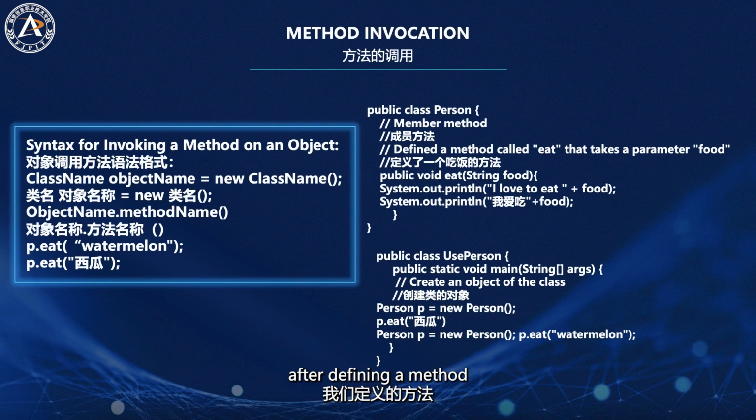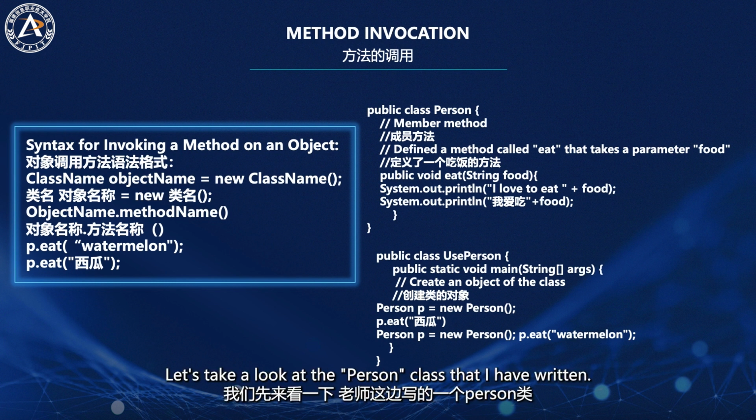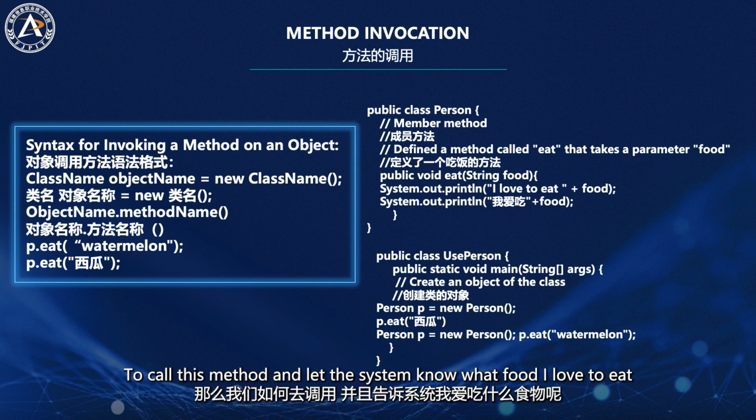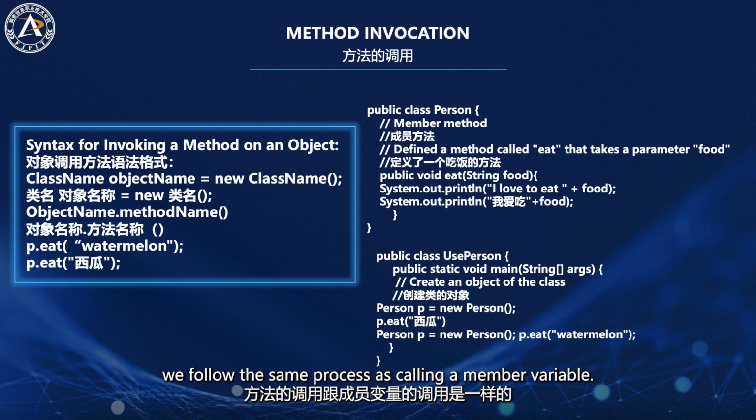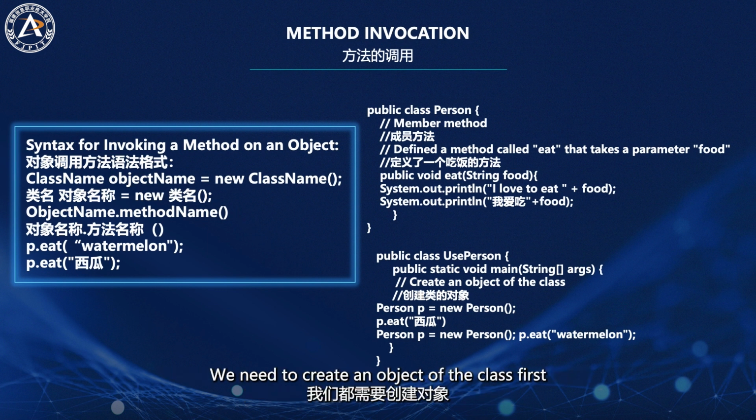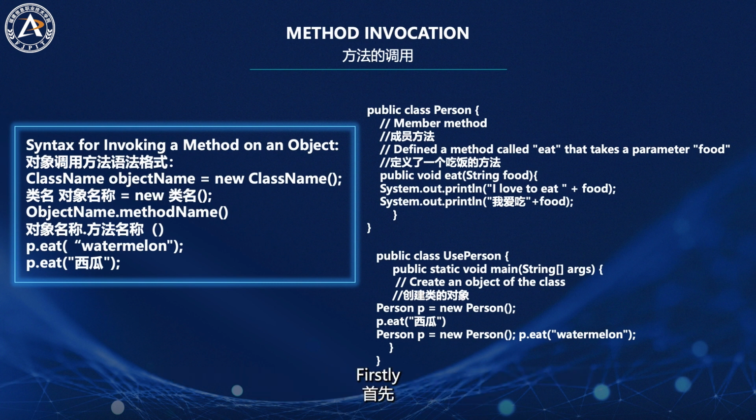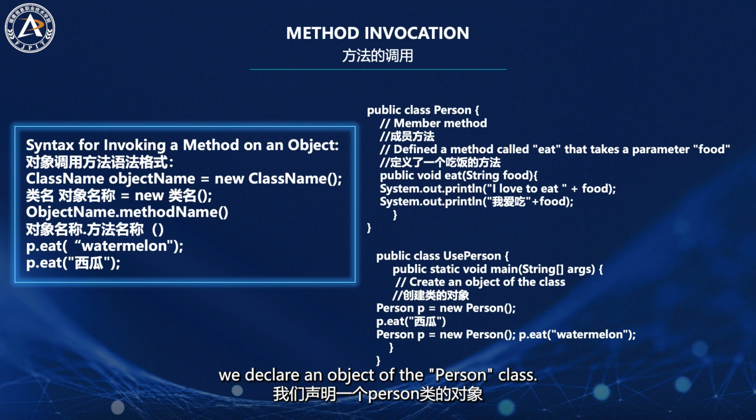Next, after defining a method, we certainly need to use it. Let's take a look at the Person class that I have written. Inside the Person class, there is a method called eatFood that prints, I love eating what food. To call this method and let the system know what food I love to eat, we follow the same process as calling a member variable. We need to create an object of the class first, using the syntax: class name, object name equals new class name. Firstly, we declare an object of the Person class.